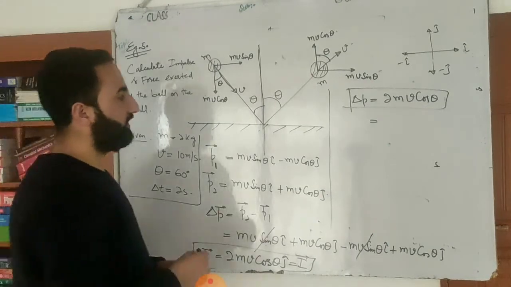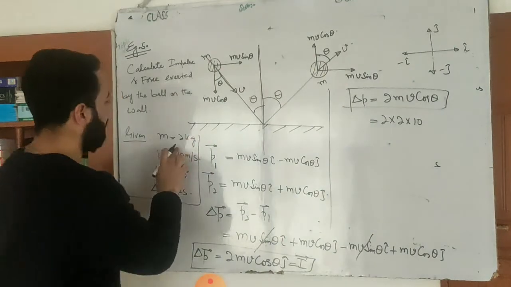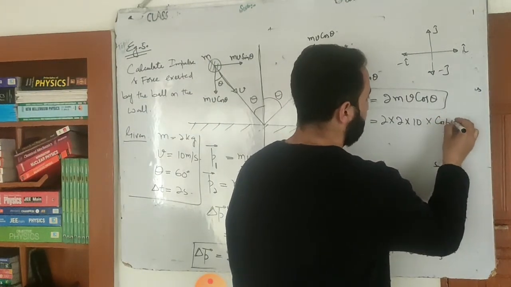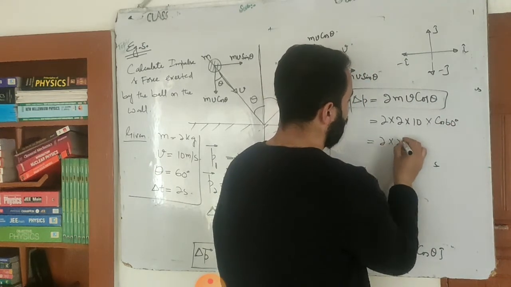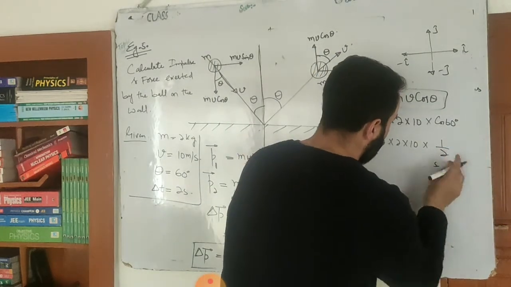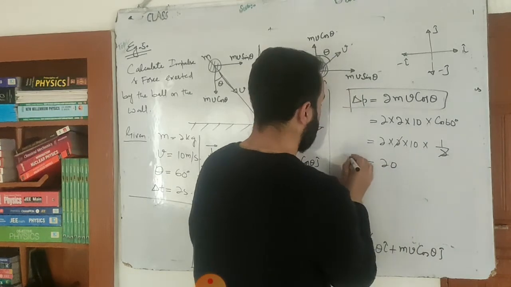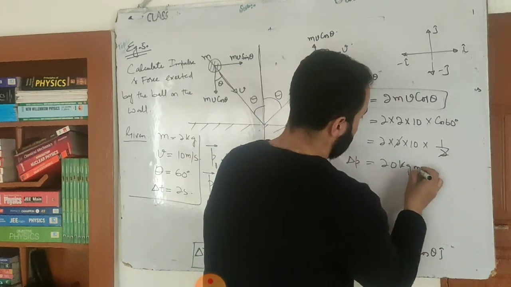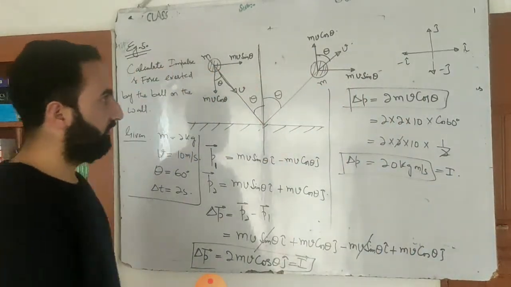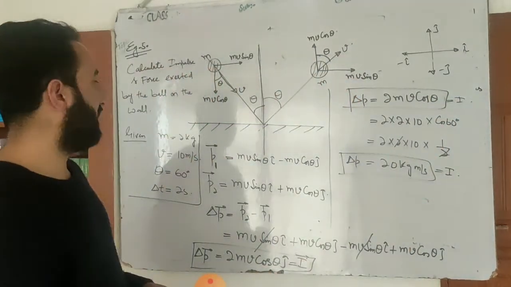Then substitute the values. Here I will write 2 multiplied by mass, which is 2, velocity is 10, that is given, theta is 60 degrees, multiplied by cos 60 degrees. So 2 multiplied by 2 multiplied by 10. Tell me beta, how much is cos 60? 1 by 2, exactly 1 by 2, so this and this will cancel. 2 into 10 is 20, so delta p will be equal to 20 kilogram meter per second. This is its answer, and this is also equal to impulse. So the impulse comes out to be 20 kilogram meter per second.